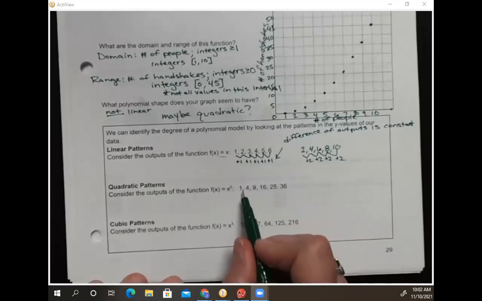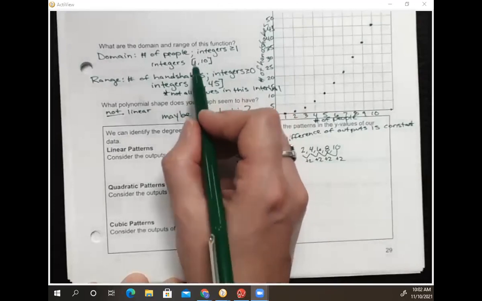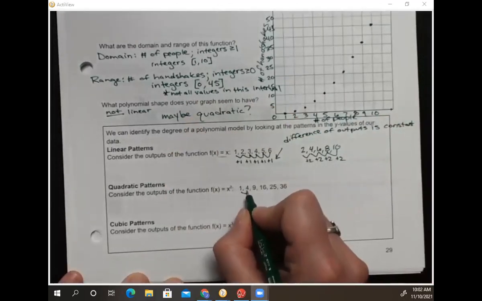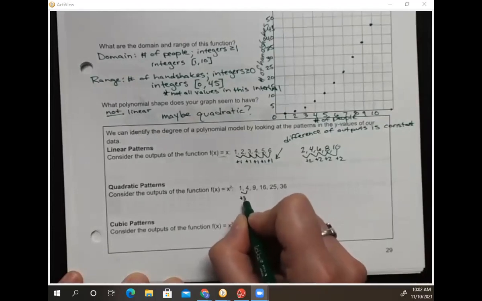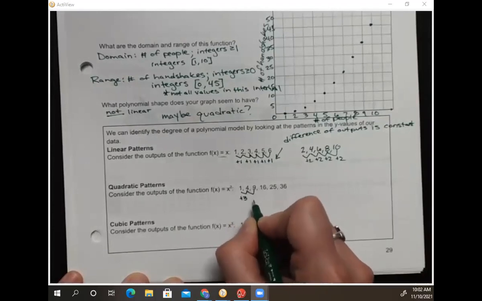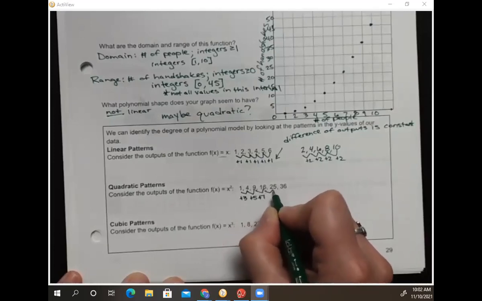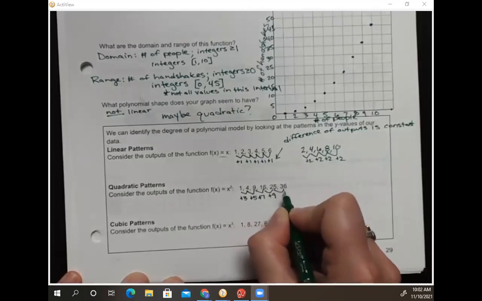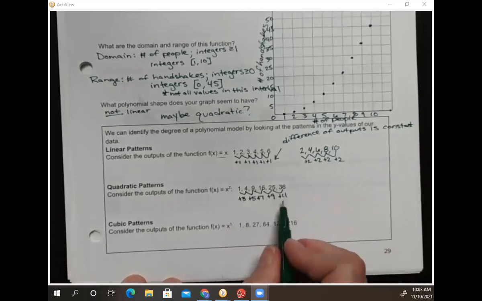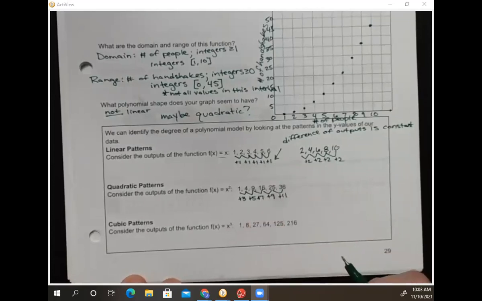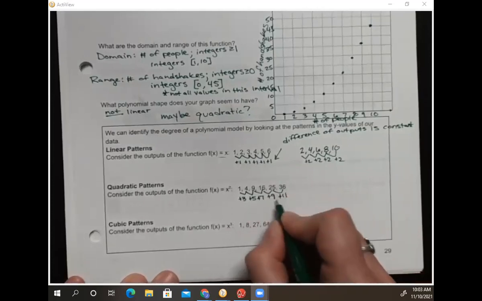If I take a look at the first few outputs of a quadratic function, again starting with the same domain that we did here for this example, to get from 1 to 4, we have to add 3. To get from 4 to 9, we have to add 5. To get from 9 to 16, we have to add 7. 16 to 25, we add 9. 25 to 36, we add 11. So we're not adding the same thing every time like we did with a linear function, but there's still a pattern here.